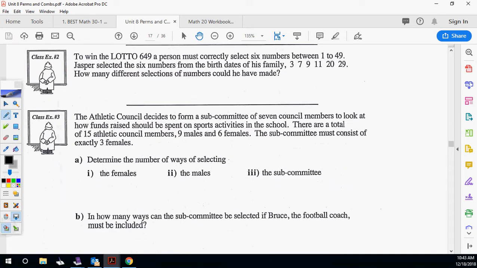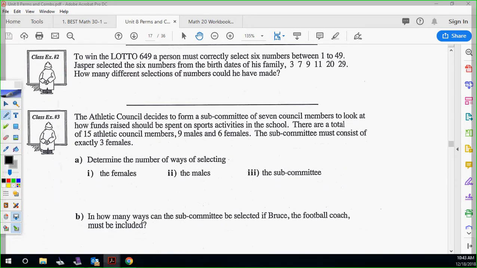All right, let's figure out how to win the lottery. To win Lotto 649, a person must correctly select 6 numbers between 1 and 49. Jasper selected 6 numbers from the birth dates of his family: 3, 7, 9, 11, 20, and 29. How many different selections of numbers could he have made? He's using those numbers just because they're people's birth dates.